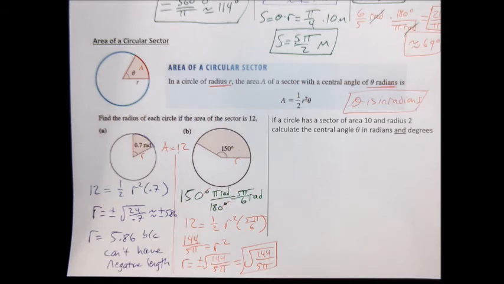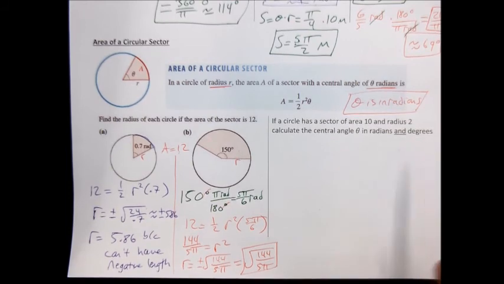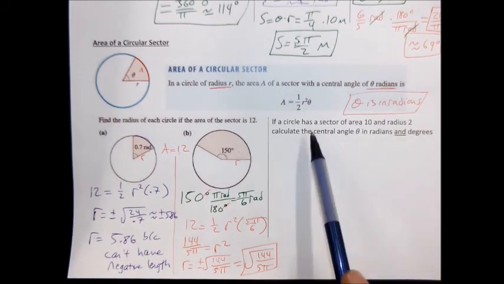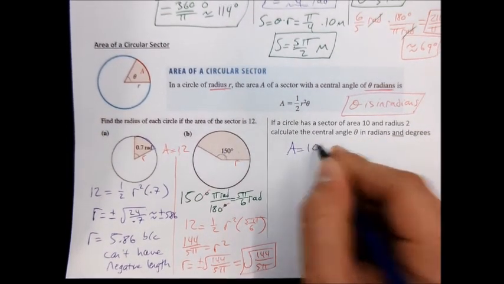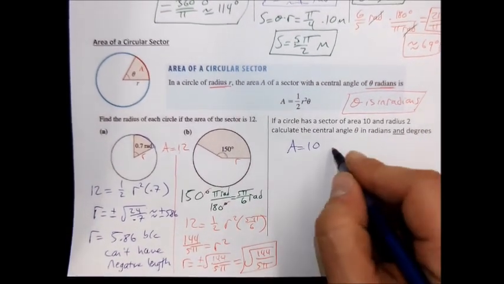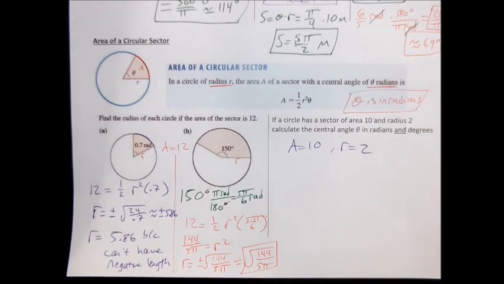Give the last one a go, unless there's a question about that one. The last one's very similar, and you're going to convert between degrees and radians again. You're just not given a picture. We have an area of 10, so A equals 10, and we're given that the radius is 2. Plug it into the formula, find one, and convert it to the other.